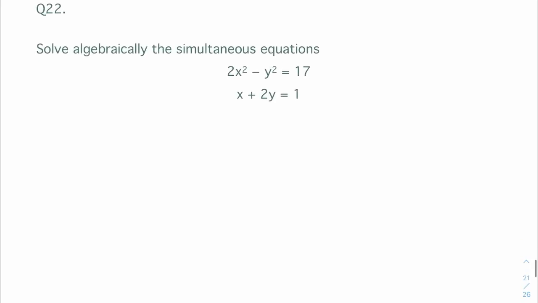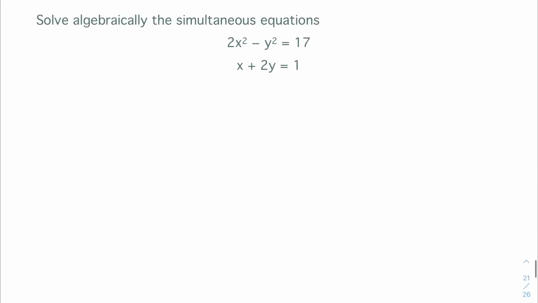Okay, so it says solve algebraically the simultaneous equations. So we've got here some quadratic simultaneous equations. It's not the nicest looking one either because we've got a 2x squared here. So what we need to do is use the substitution method. So we need to make this second equation say x or y equals. Obviously looking at it there, it's going to be easier to make it say x equals, as we can just minus 2y to the other side. So if we do that to start with, it'd be x is equal to 1 minus 2y.